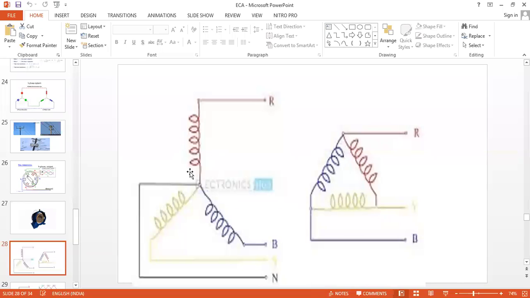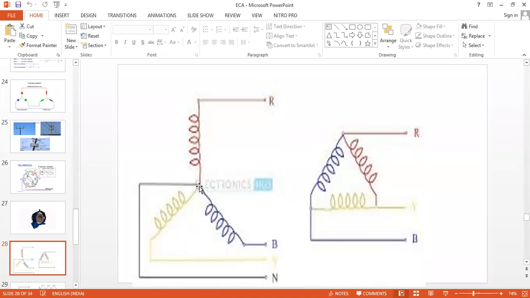Star connection is used for long distance transmission of power. Delta connection is used for short distance transmission of power. Star connection is used for high voltage transmission. Delta connection is used for low voltage transmission. So wherever we require to transfer low voltage, we go for the delta. This is the main difference. Star connection has a neutral wire. Delta does not have the neutral wire.